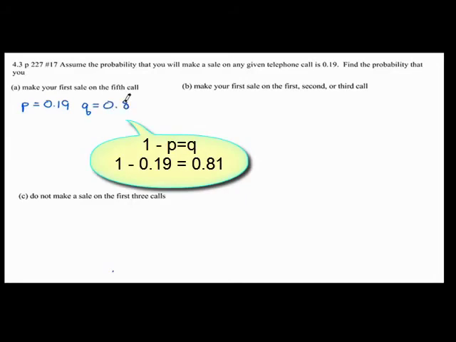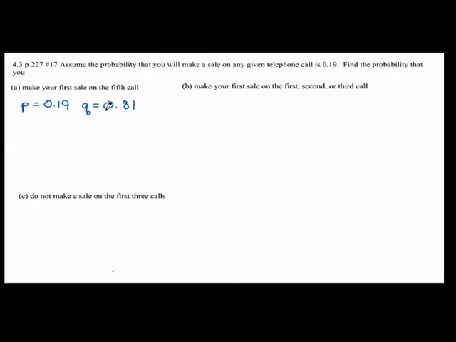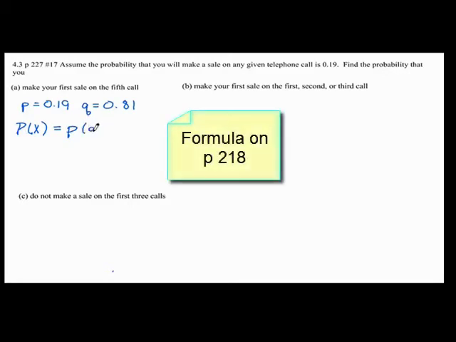Well, first let's see what we're given here. We're given that our P, our probability of a success, is 0.19. So that leaves our failure to be 0.81. Now our formula to find the probability of something happening on the first try is the probability of X, where X represents our success trial, is equal to P, that's our success, times Q raised to the X minus 1.